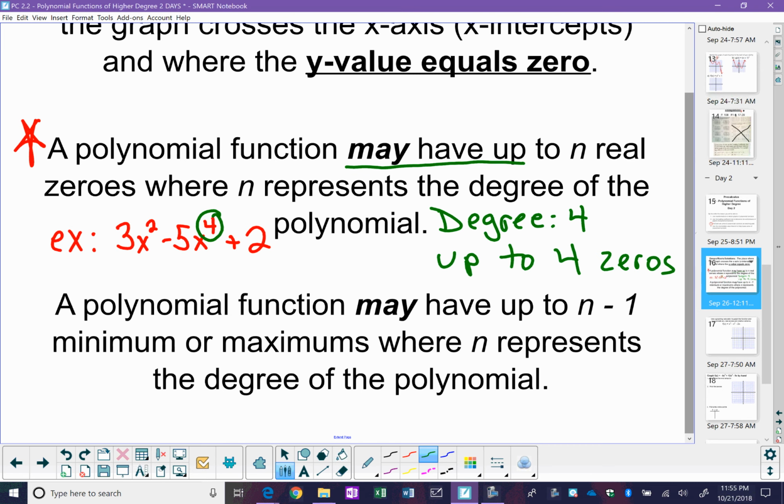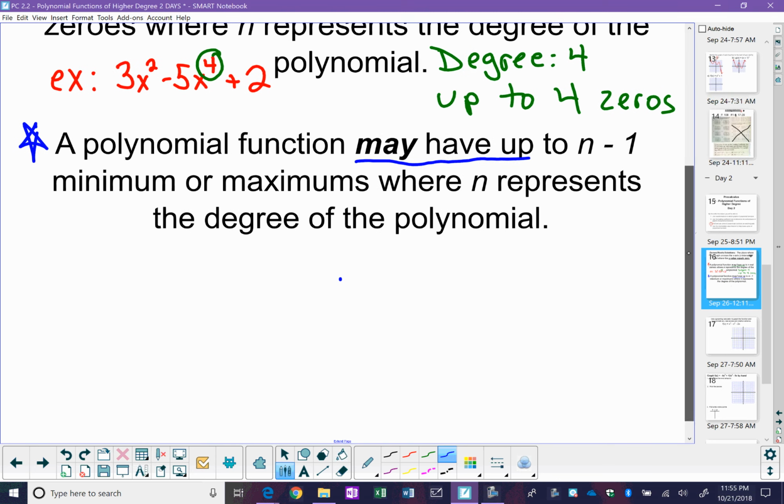Okay. And then the next one here talks about a polynomial function may have, and again, may have means you can have up to, but not more than, n minus 1 minimums or maximums, where n represents the degree of a polynomial. So what are they talking about?